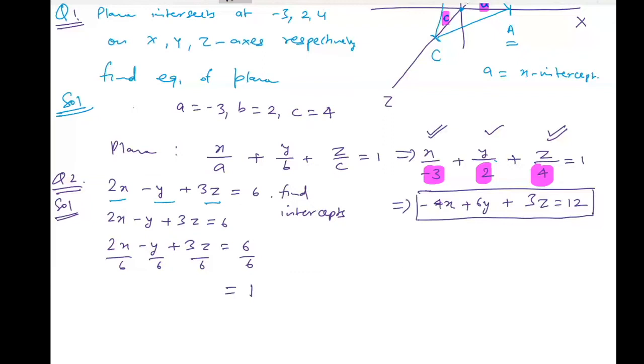What are the intercepts? Should I write 3, 6, 2? Is it correct? So, 3, minus 6, 2. Yes, there is a mistake: this 6 should be plus, because in the formula here we have plus.